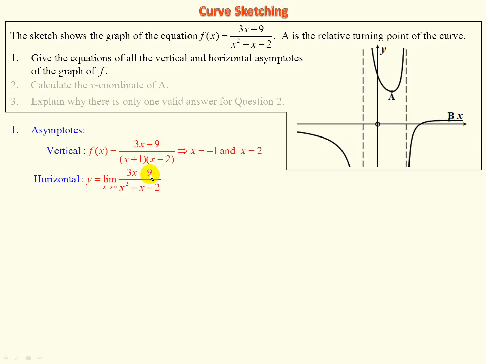The highest power of x amongst those 5 terms is x squared. I must divide everything by x squared. And note that both terms in the numerator have an x in the denominator, which means that the numerator is going to tend to 0, which means the whole fraction tends to 0. Horizontal asymptote, y equals 0.